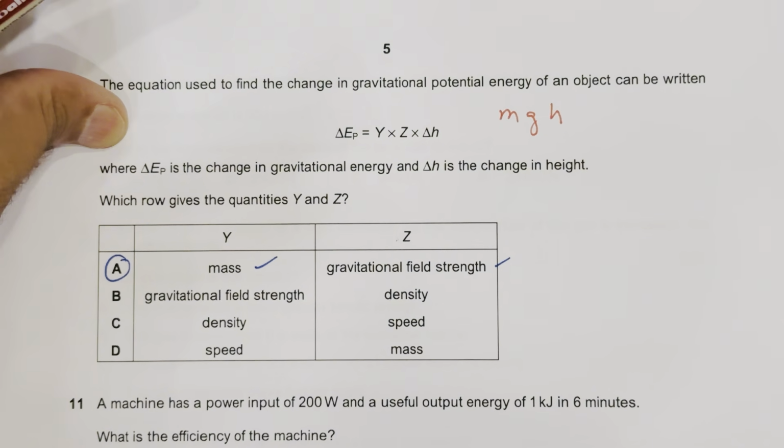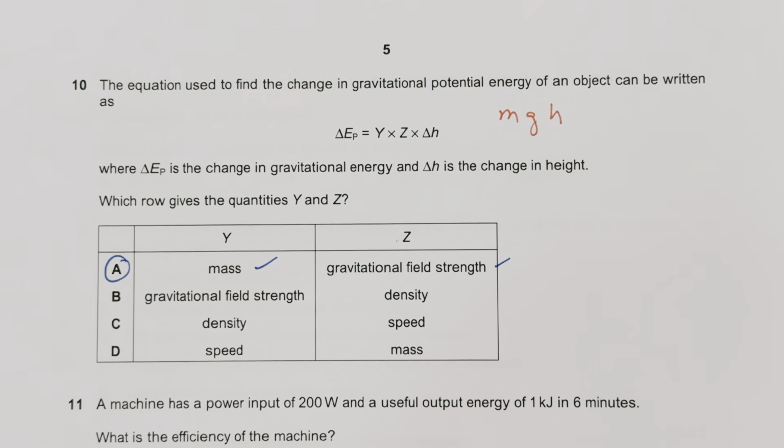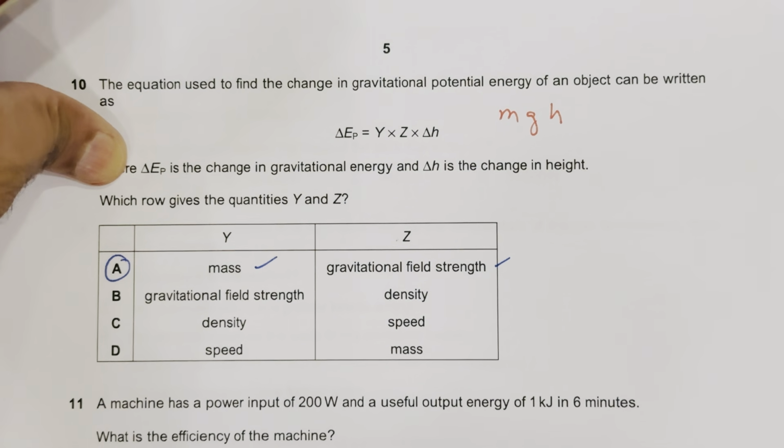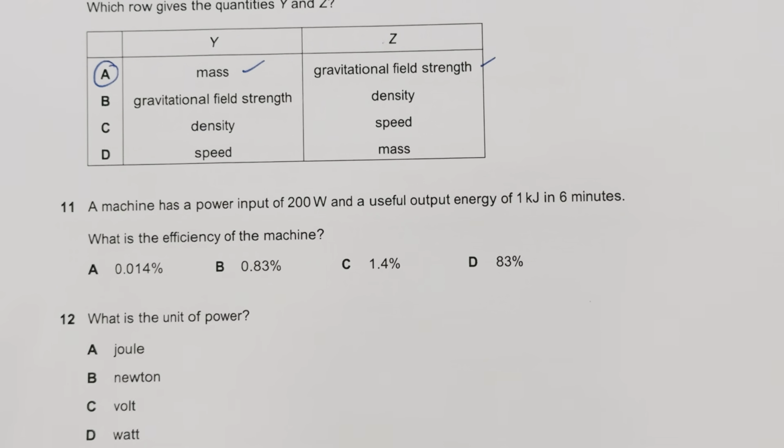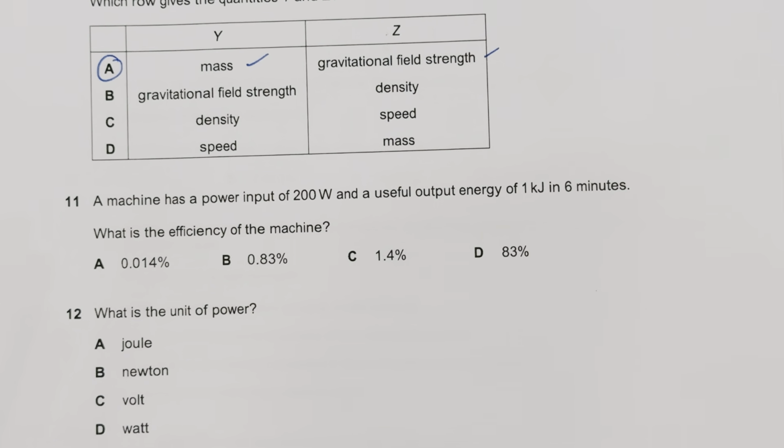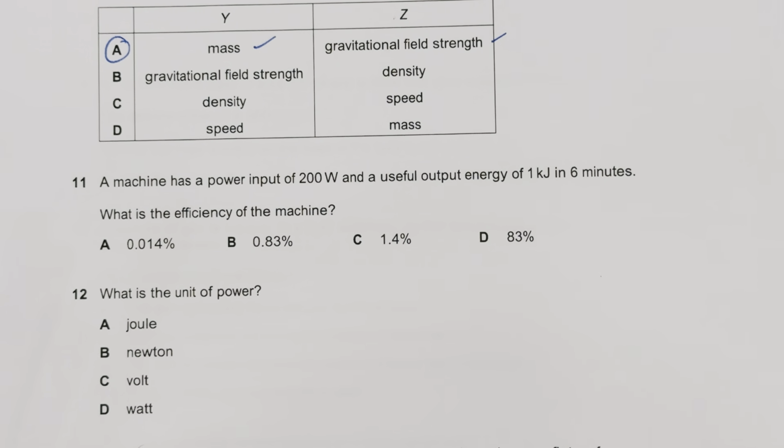Question number 11 is from the topic of power. A machine has a power input of 200 watts and a useful output energy of 1 kilojoule in 6 minutes. What is the efficiency of the machine?